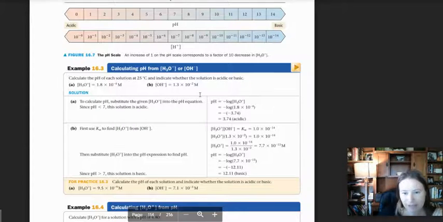Yes. So see, they used the KW equation to solve for H+. They plugged H+ into the equation and they got 12.11, which makes it basic. You can try these for practice problems if you want to try them out yourself. They're exactly like these up here, so you can check your answers in the back of the book and see if you did it correctly.